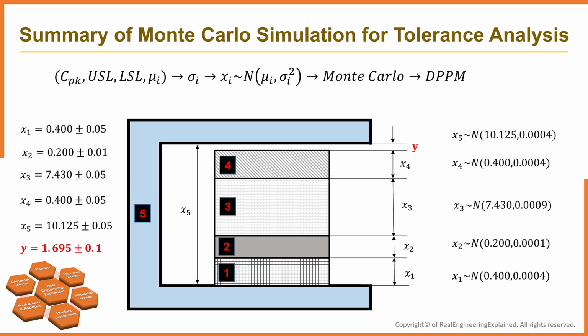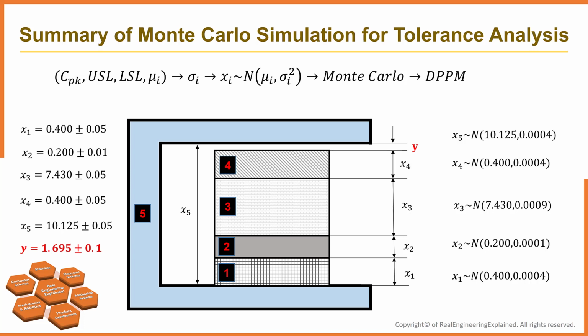Then, we use the nominal value as the mean and the calculated standard deviation to build the normal distribution for each component. And finally, we use Monte Carlo simulation to find DPPM for the final assembly target and predict the number of assembled devices which will be out of the specification limit defined for device performance. I will cover Monte Carlo simulation for tolerance analysis in a separate video, so then we can talk in more detail.